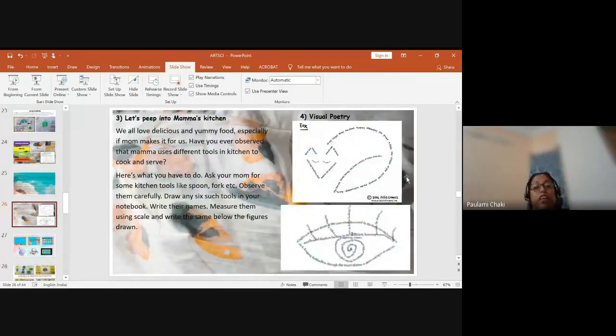Then this one was a very good activity. Let's peep into Mama's kitchen, where I wanted to teach them about simple machines. So I took the kitchen. I said, you will go home, because that time it was an offline class. I asked them to go home and ask your mama what are the different kitchen tools she is using.